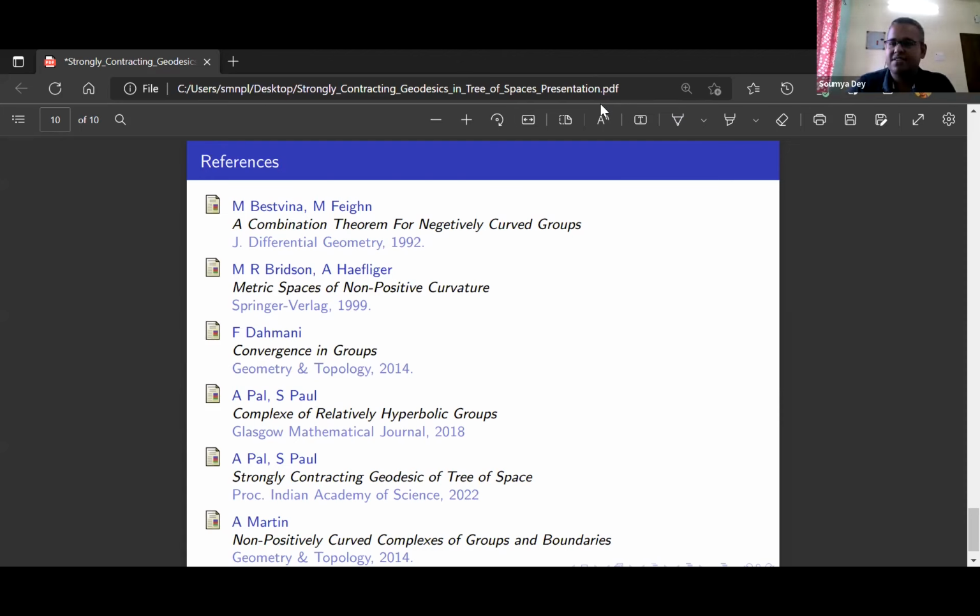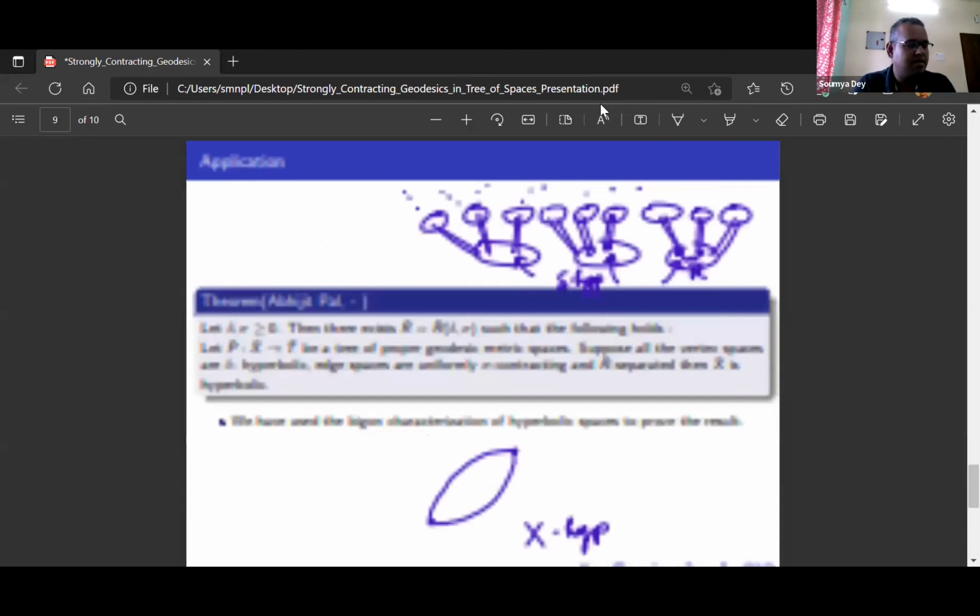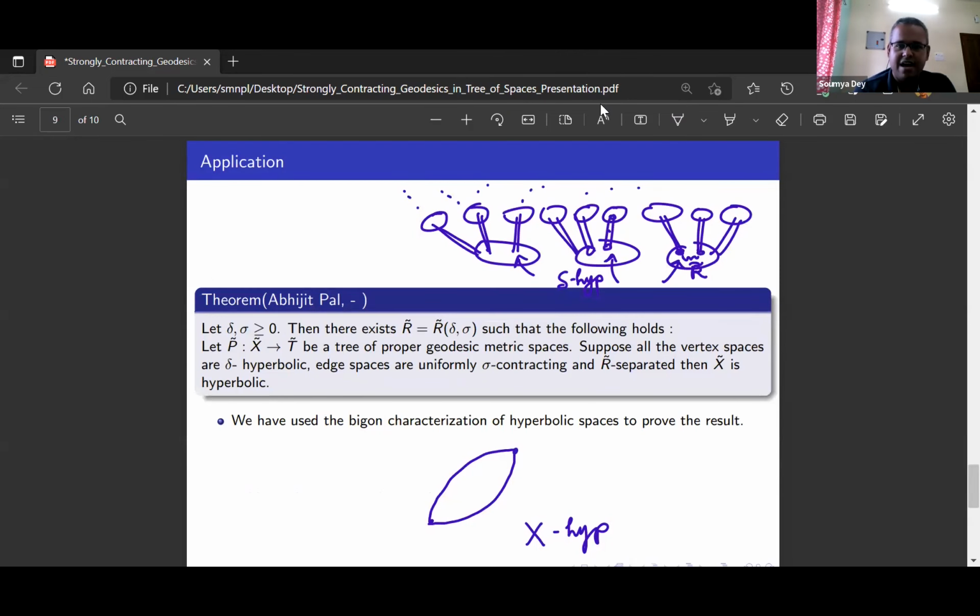So in the last result that you are having these R tildes, right? R tilde and like X tilde, T tilde. What are these? Can you just explain again? Right. So R tilde is a constant that depends on delta and sigma. Delta and sigma we choose first. Then we get some R tilde, and this X tilde is the tube space.